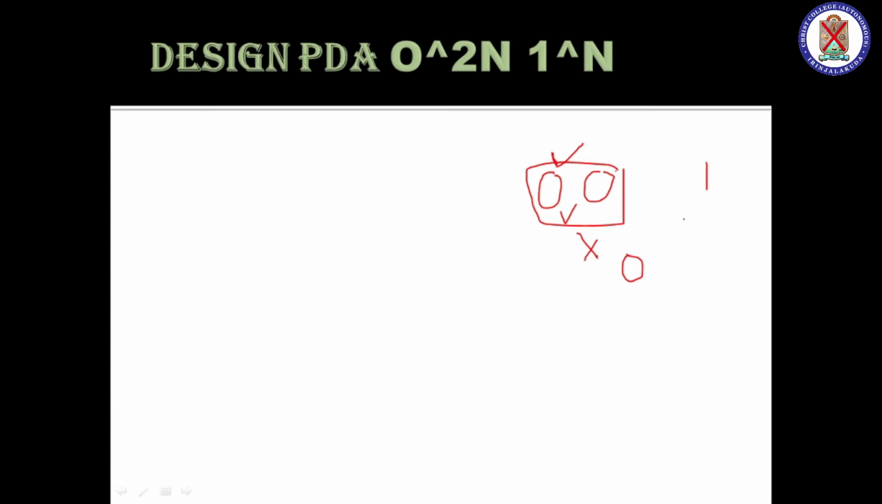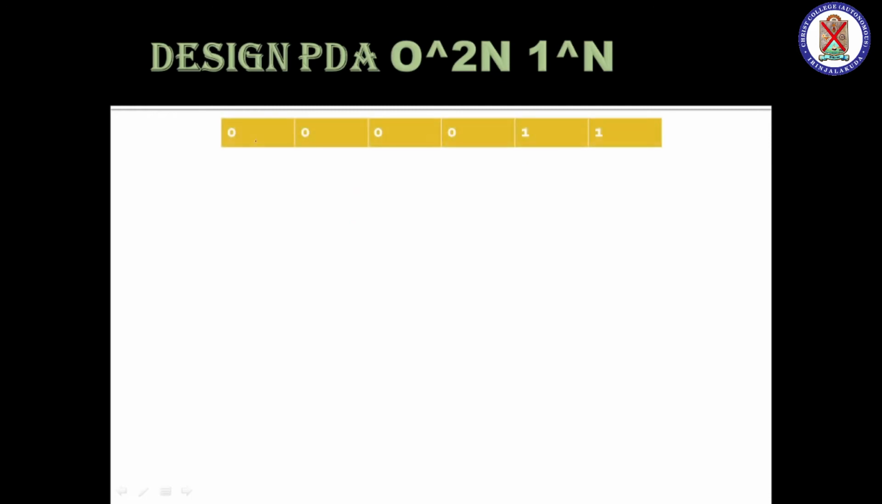So we can move with the designing, and you will get an idea of how it will be designed. So this is the tape. I am taking 0 repeated 4 times, so 1 will be repeated 2 times. This 0 must be matched with this 1, and this 0 must be matched with this 1. That's the concept here. When we design it, we can discuss it clearly.